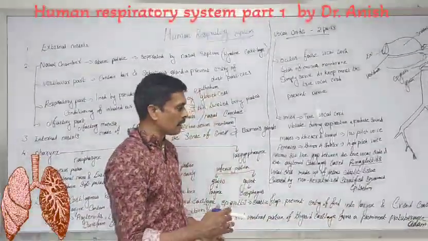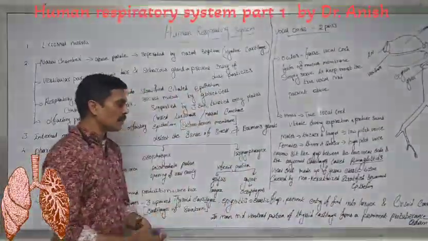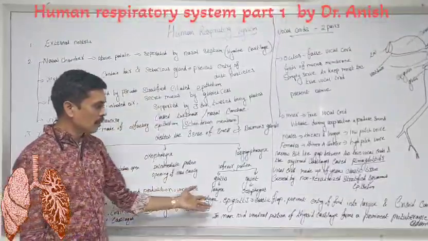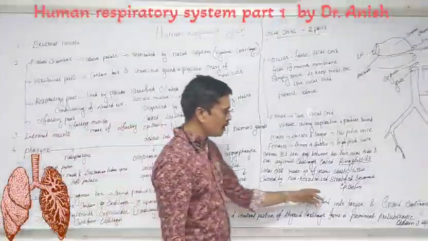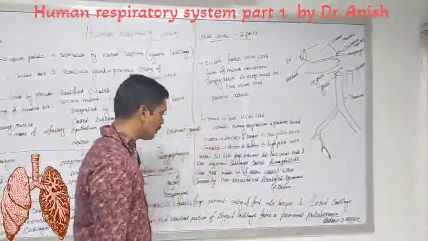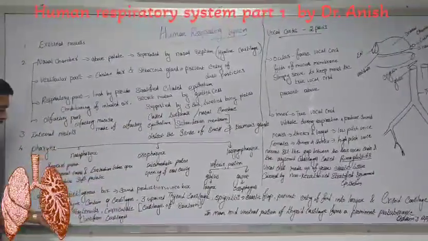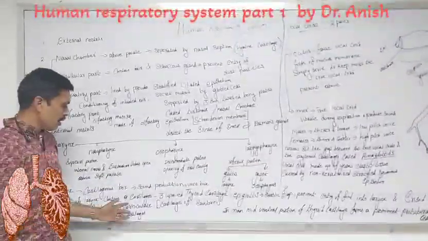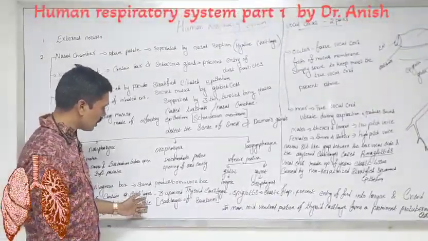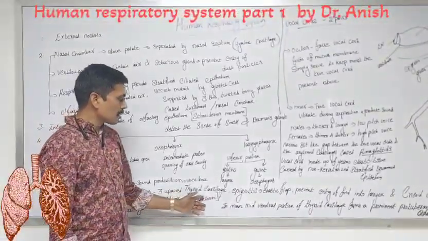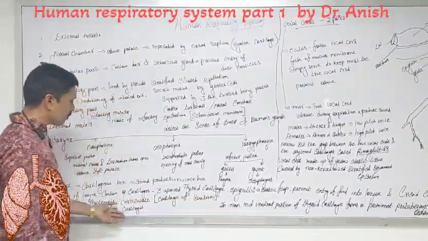Food should not enter the larynx. Who helps to prevent that? This epiglottis helps. And another one is the cricoid cartilage. Then next we go to the paired cartilages. 3 paired cartilages are there: arytenoid, corniculate, and cuneiform. The corniculate cartilages are otherwise known as the cartilages of Santorini.